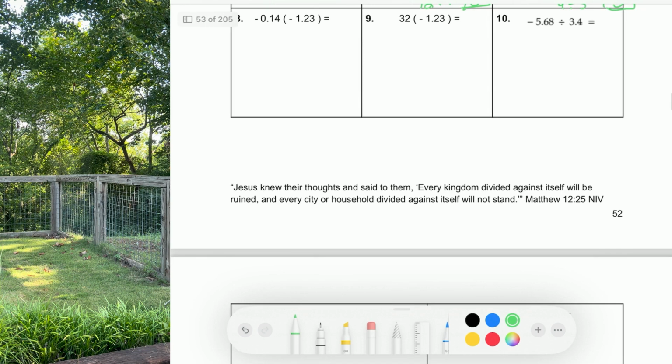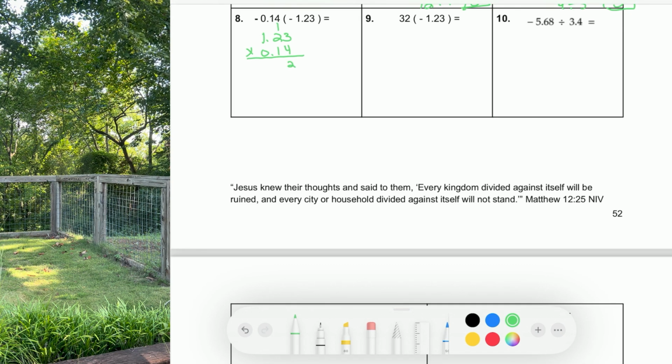Number 8, we have decimals that we need to multiply here, so I'm going to write them out so that I can actually multiply them. I'm going to put the 1.23 on the top just because it's the larger number. All right, 4 times 3 is 12. Carry my 1. 4 times 2 is 8, plus 1 is 9. 4 times 1 is 4. Put my placeholder. 1 times 3 is 3. 1 times 2 is 2. 1 times 1 is 1. Now I need to put down 2 placeholders.